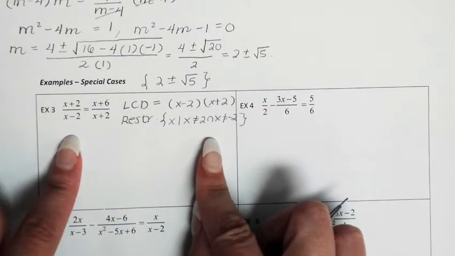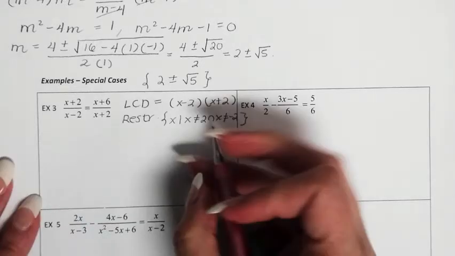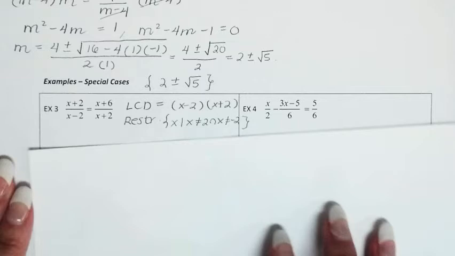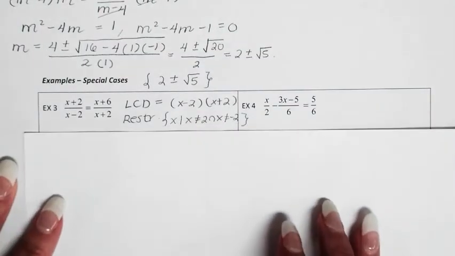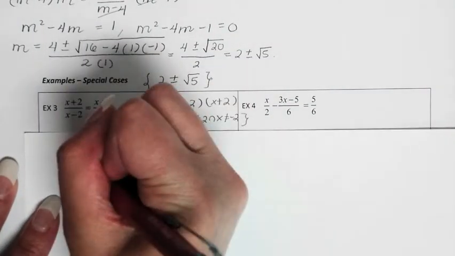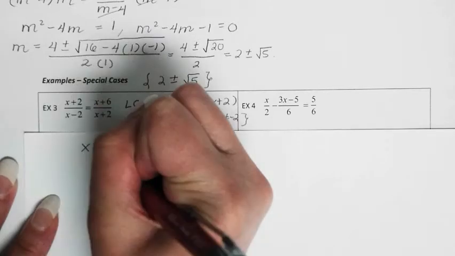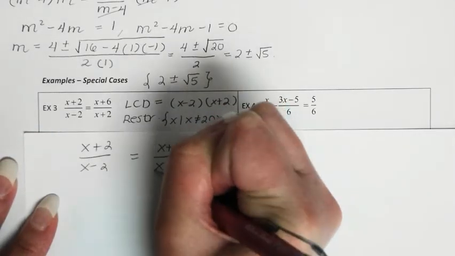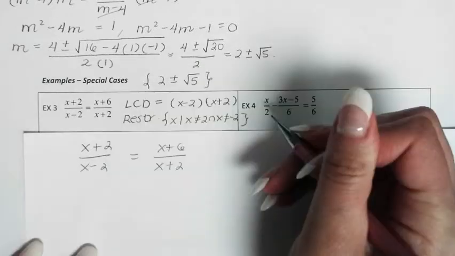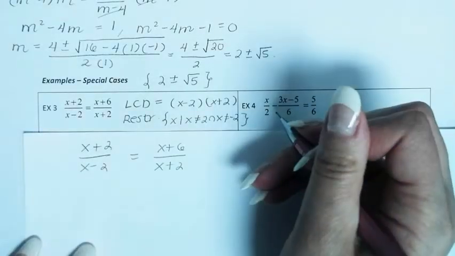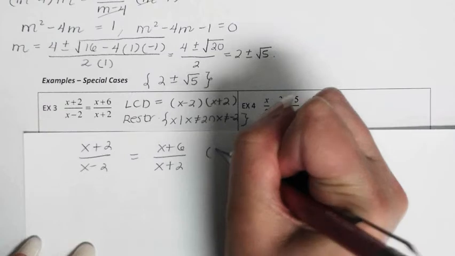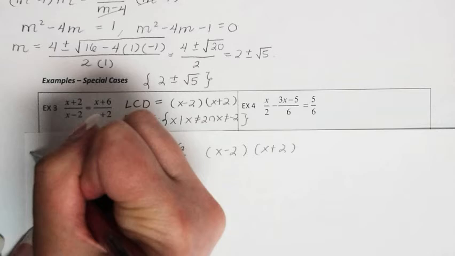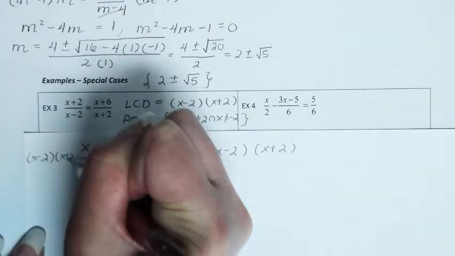So you're like, okay, so far pretty similar to the previous one, but it looks like I'm going to run out of space again, so let me get my paper here. So you have that your equation is x plus 2 divided by x minus 2 is equal to x plus 6 divided by x plus 2. So here I'm going to multiply times your least common denominator, x minus 2, x plus 2 on this side, x minus 2, x plus 2 on this side.